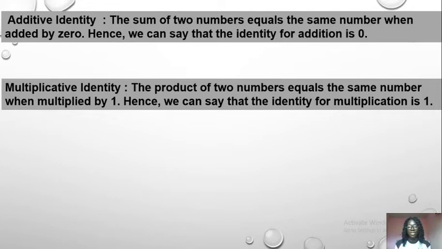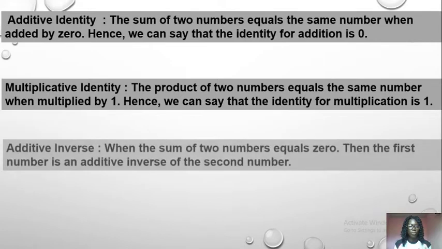So the identity for multiplication is 1. And for the addition identity, we are adding the number by 0, and that's why we said the identity for addition is 0.